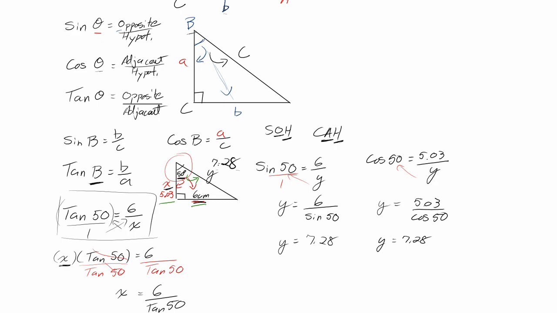So what's key here is if I have an internal angle and at least one side, so one angle, one side, and it's a 90-degree triangle, I can use these three ratios to find other parts of the triangle. They're very powerful to help us do that. Okay.